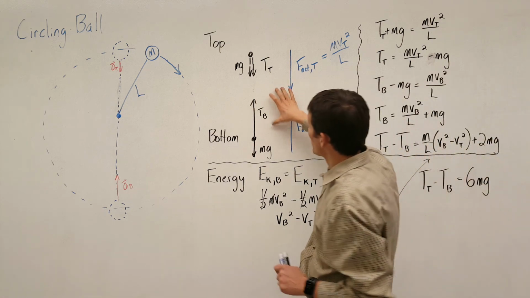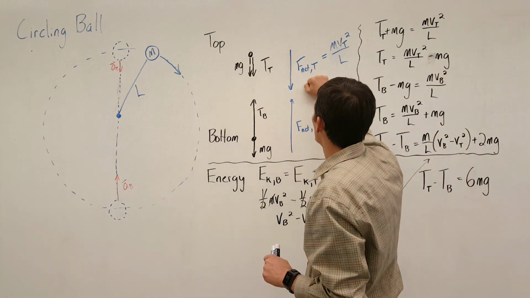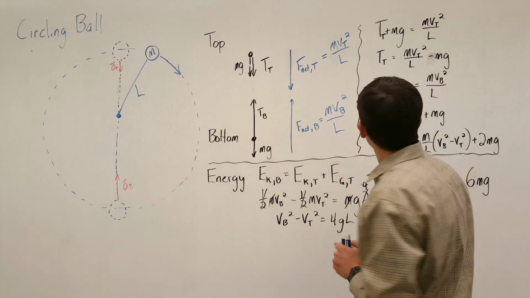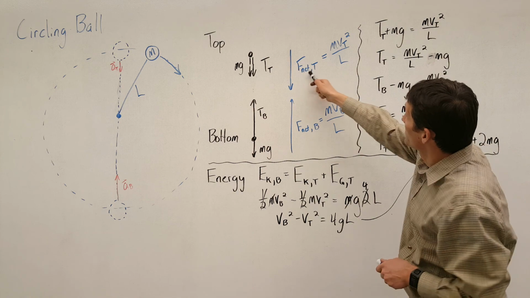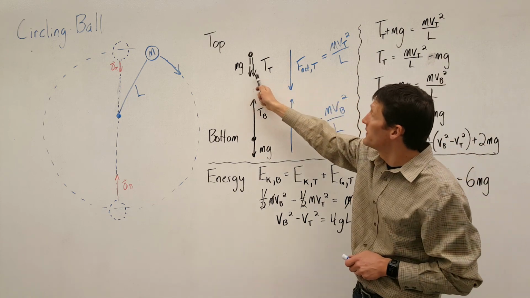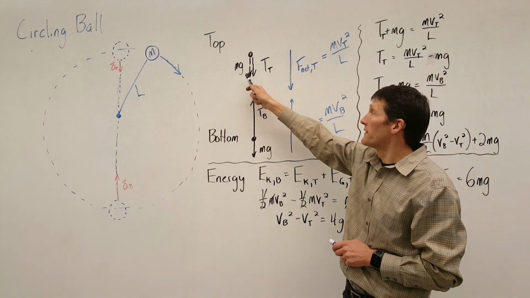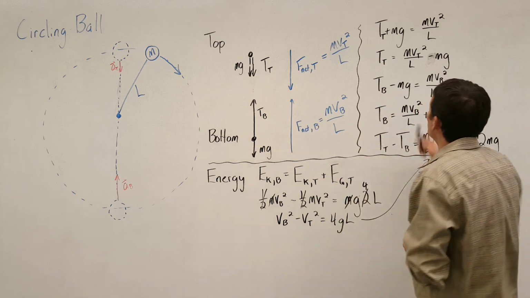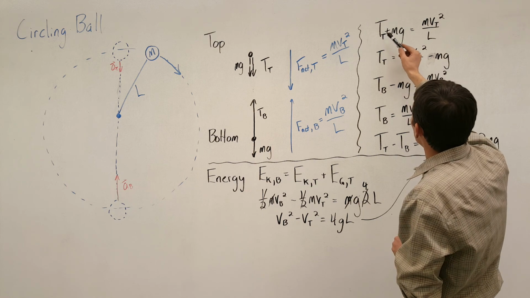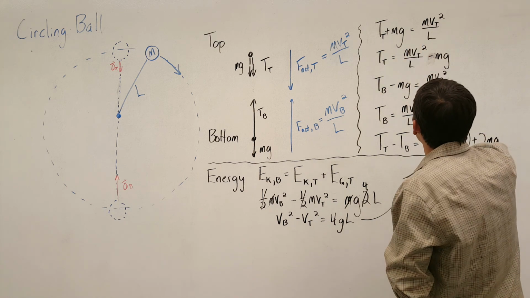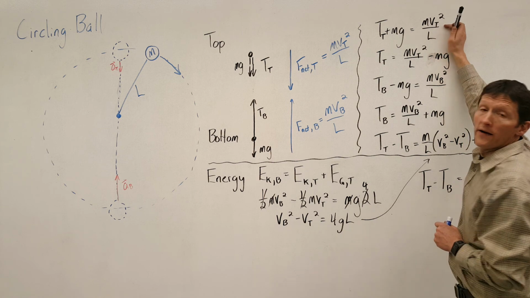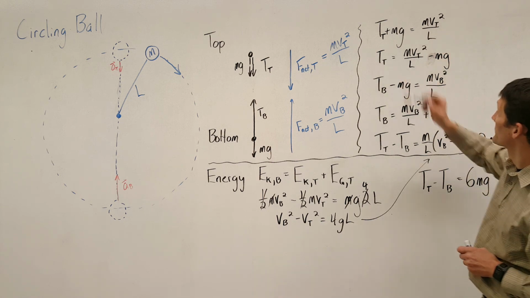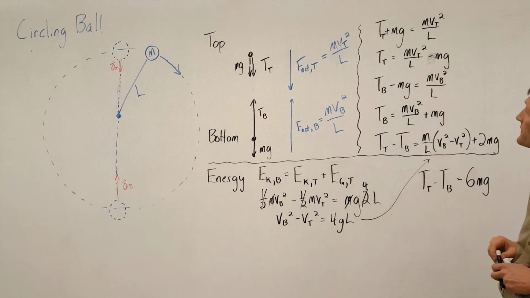So once I have this, I've got my free body diagrams, and I know something about my net force based on the motion, then I can put those pieces together. The net force, in this case, is, by magnitude, the sum of the gravitational force and the tension force. And so I just say that the tension force at the top plus the gravitational force is equal to that required net force to move it on the circular path. And I solve for the tension at the top, and I get this.